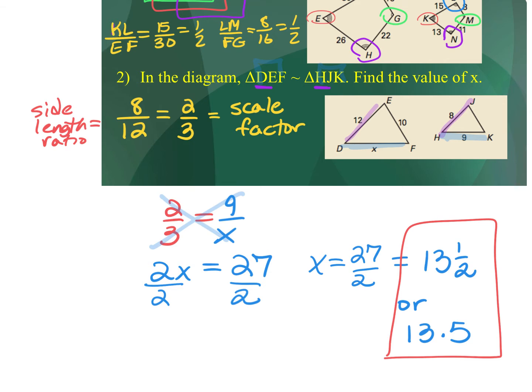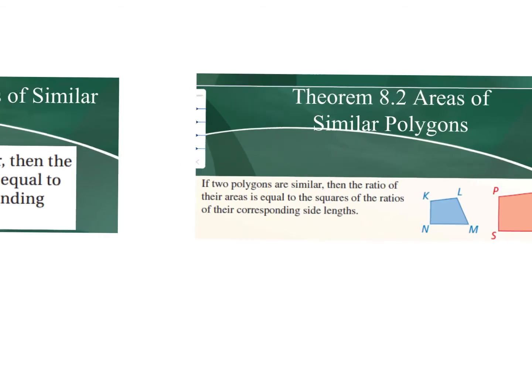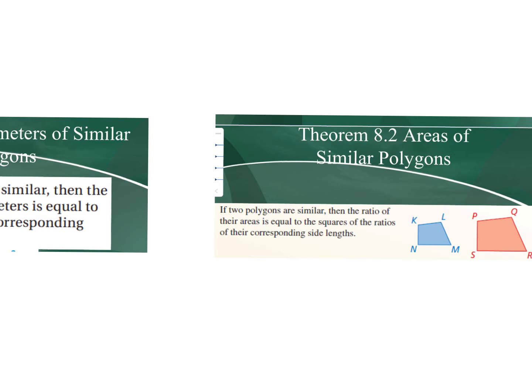Now, to answer the next 2 questions in the warm-up, I put in 2 screenshots of the notes from yesterday. These 2 screenshots are the 2 theorems we learned yesterday. We're going to use these to answer number 4. So remember that the perimeter ratio is equal to the ratio of the corresponding side lengths, or the scale factor. However, the area ratio is the corresponding side lengths squared. So these are the 2 theorems to answer number 4.